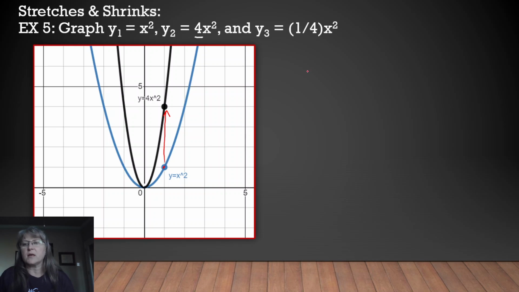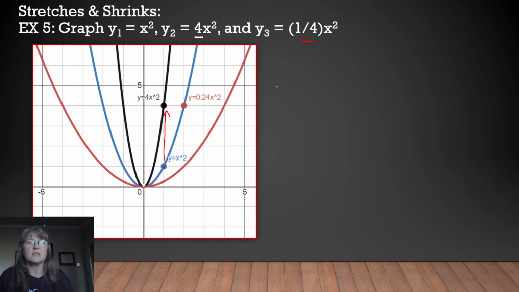Okay? Now when I multiply it by a 4th, now I'm taking each y value and I'm going to make it smaller by a factor of 4. And so I get a curve that looks like this red one. So you can see this point here moved down. Okay, so they're staying the same shape, but they've been stretched or shrunk vertically.